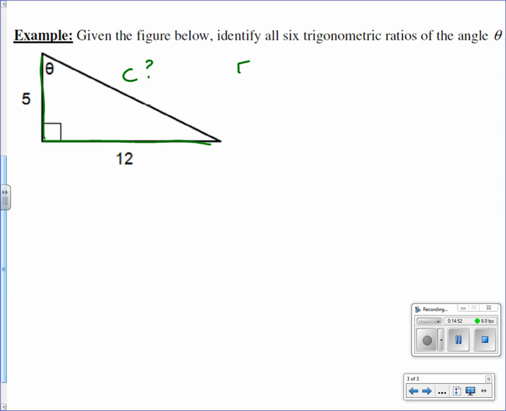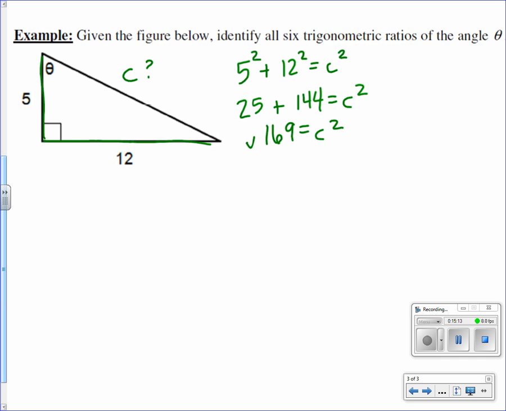So then if we go 5 squared plus 12 squared equals C squared. What's 5 squared? 25. What's 12 squared? 144 equals C squared. I think when you add those up, it'll be 169 equals C squared. Take the square root. What's the square root of 169? 13. So C equals 13.